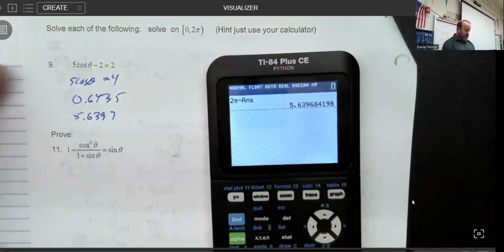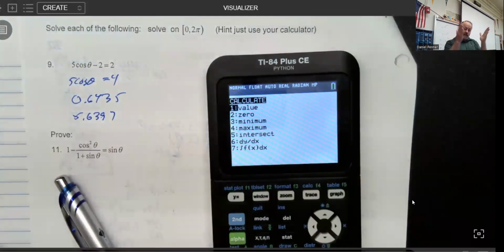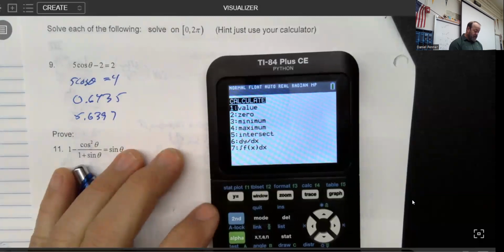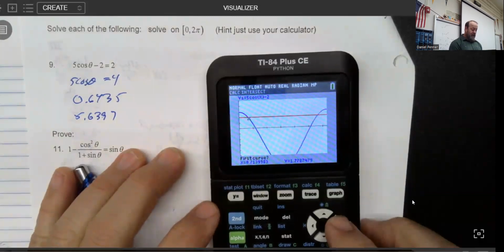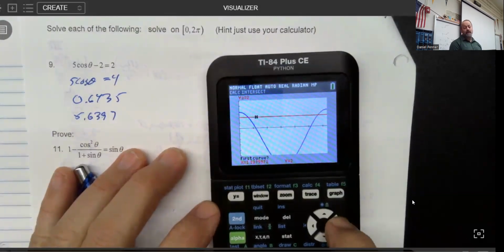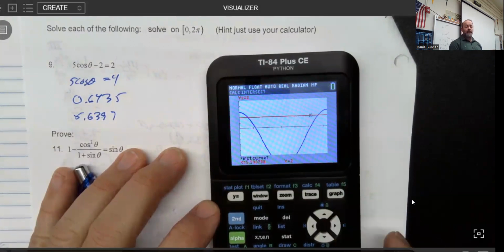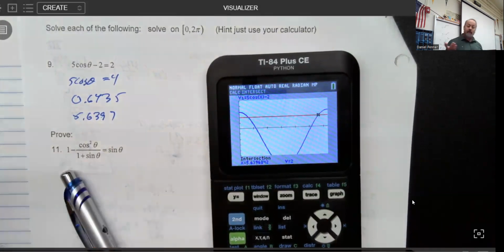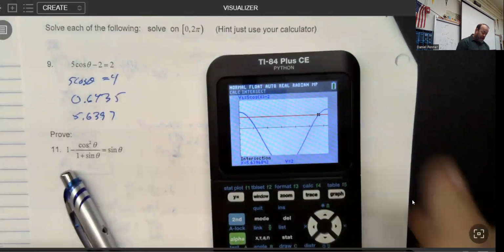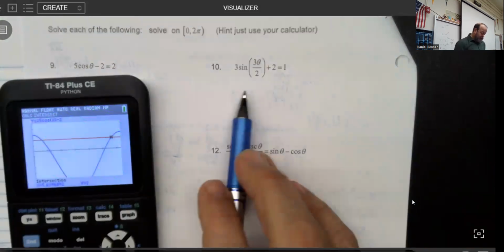or 5.6397. But if you didn't catch that there's that symmetry in that graph coming right off of those edges, you could do the intersection again. You just have to take the time to sit here and let your cursor get close enough to that other one to hit your enter 3 times. And I think we're there now. Bing, bing, bing. And what do you know? I got 5.639.